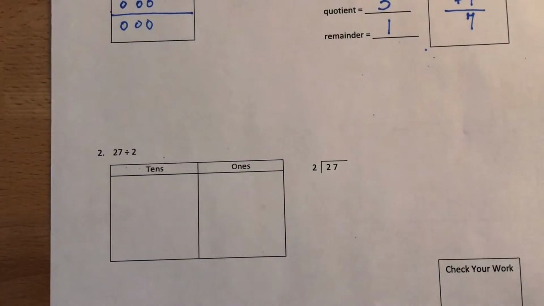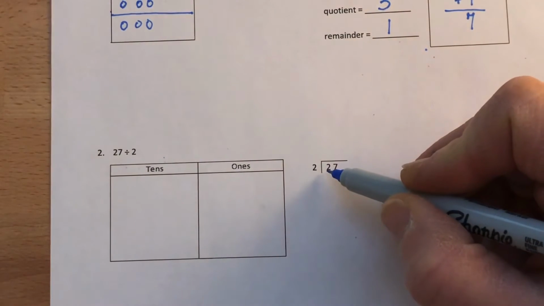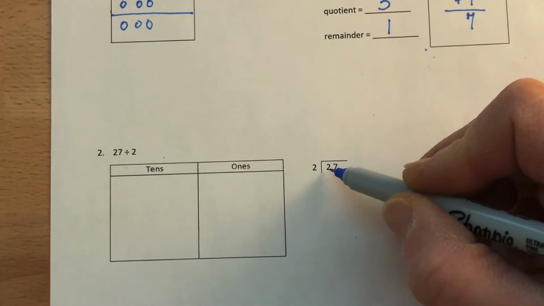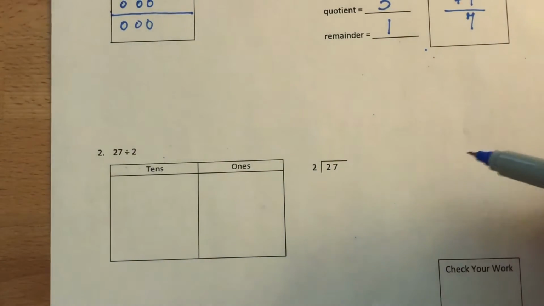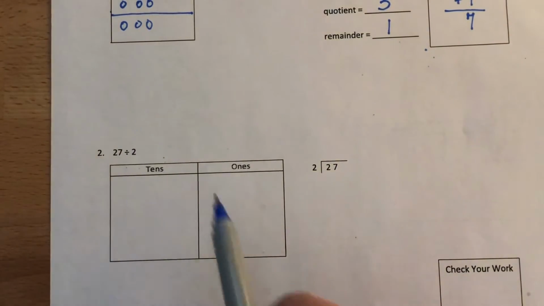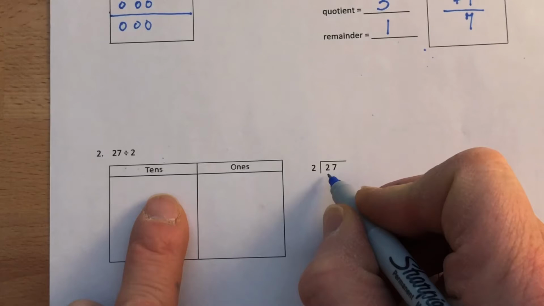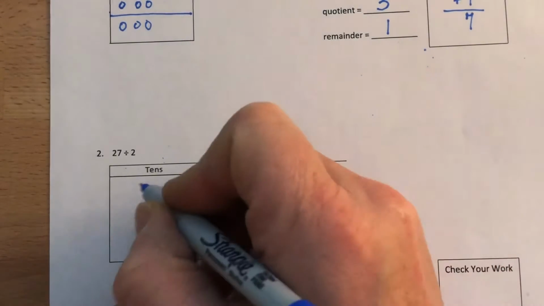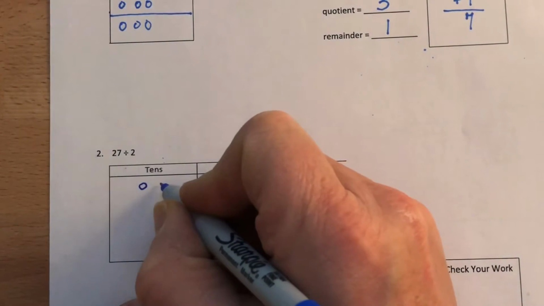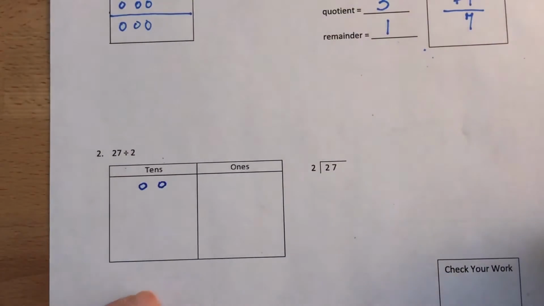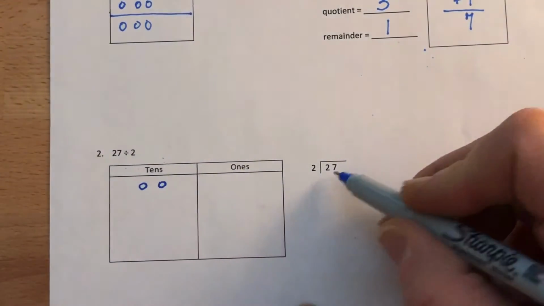I'm going to ask myself here. So 27 is split into a 20 and a 7. So I'm going to use this to explain it. How many 10s do we see in 27? 2 is correct. So I'm going to put down my 2 10s. Okay? How many 1s do I see in 27?